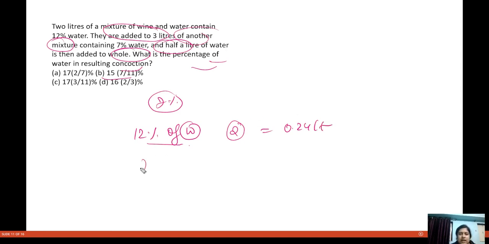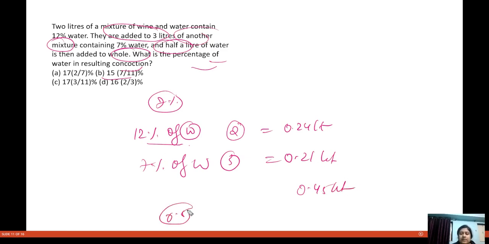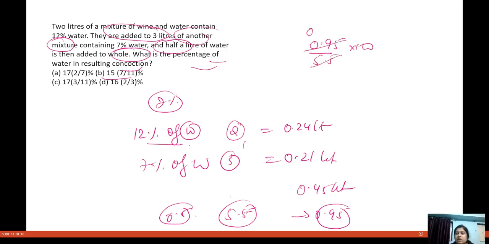Then when we are having 7% of water in 3 liters, that means they are having 0.21 liter of water. So we are getting 0.45 liter here, and then again it is saying that we are adding 0.5 liter. So our total concoction is 5.5 liters, and this becomes 0.95 liter. Now when we put this in our format, 5.5 into 100, what we are getting here is 0.19 divided by 1.1. So this is coming to be 190 divided by 11, and 190 divided by 11 can be put into this format. So I hope now everybody is clear with this thing. Let's move forward more.